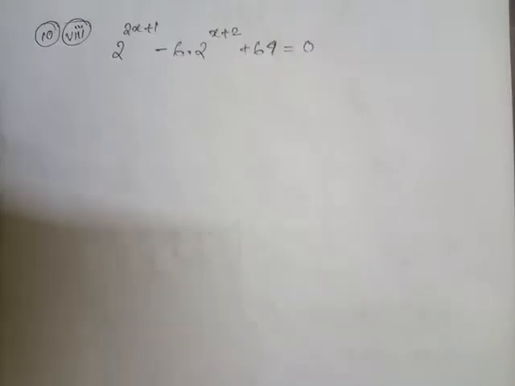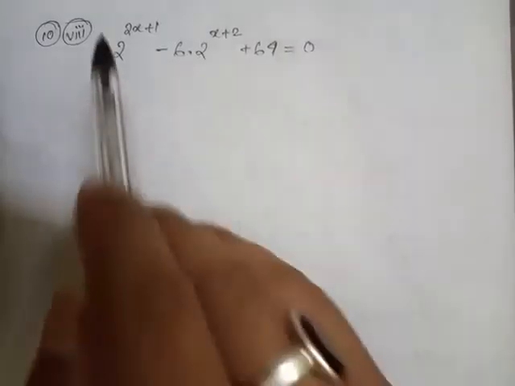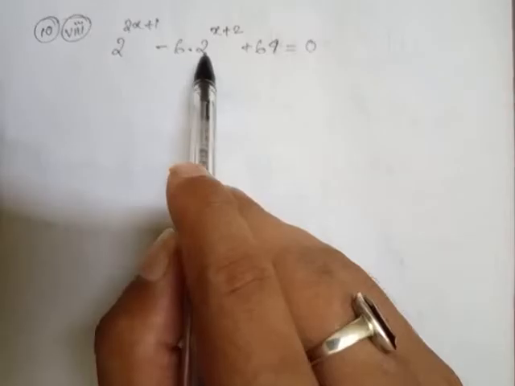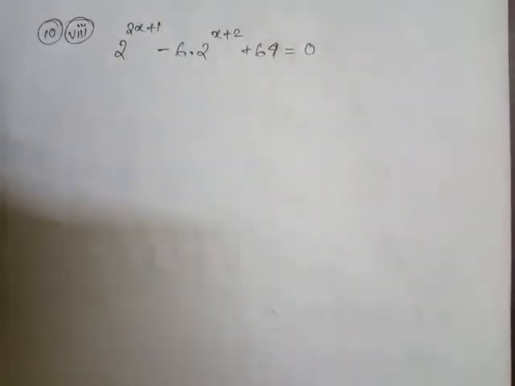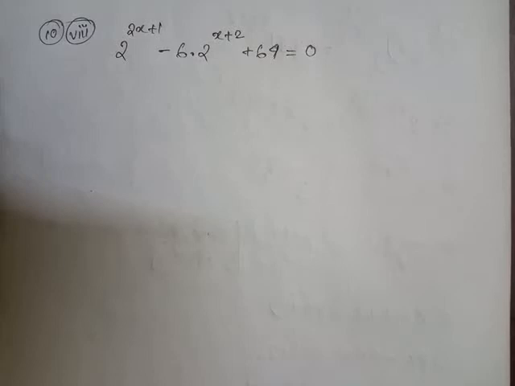Student, this is the question of 10 Roman 8. The question is given 2 to the power 2x plus 1 minus 6 into, this dot means into, 2 to the power x plus 2 plus 64 equal to 0. This question is given, so we have to find the value of x here. Look how to find the value of x.